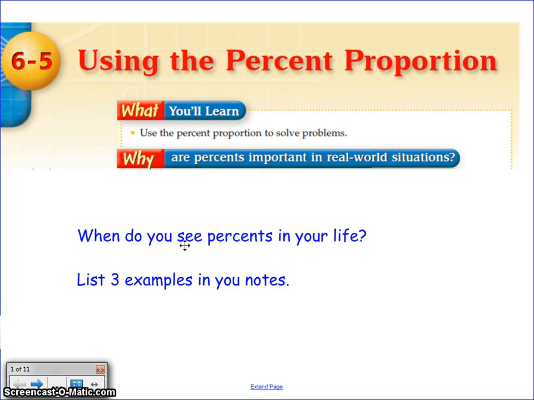Okay, 6-5, using the percent proportion. Percent proportion is going to be sort of like a formula we're going to learn today to use to solve percent problems. We have percent problems all the time in real world situations. In fact, you see them in your everyday life. What I'd like you to do for me right now is list 3 examples of when you see percents, 3 different kinds of examples of when you see percents in your life.